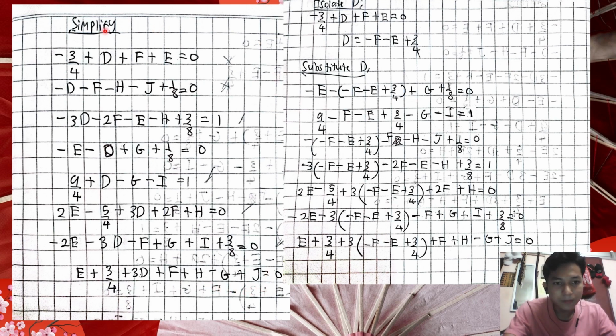As you can see here, all of the c has been eliminated as we have inserted the c from before. Then from now on, we can isolate d, from the equation negative 3 over 4 plus d plus f plus e equal to 0. Then we can get d equal to negative f minus e plus 3 over 4. Then we can insert this new d into all of the equations.